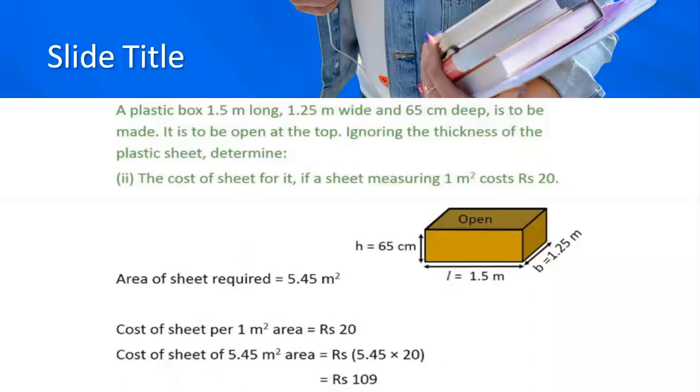Now we need to find the cost of the sheet. We are given 1 meter square costs rupees 20. So 5.45 meter square costs 5.45 into 20, that is rupees 109. Now let us see the second problem.